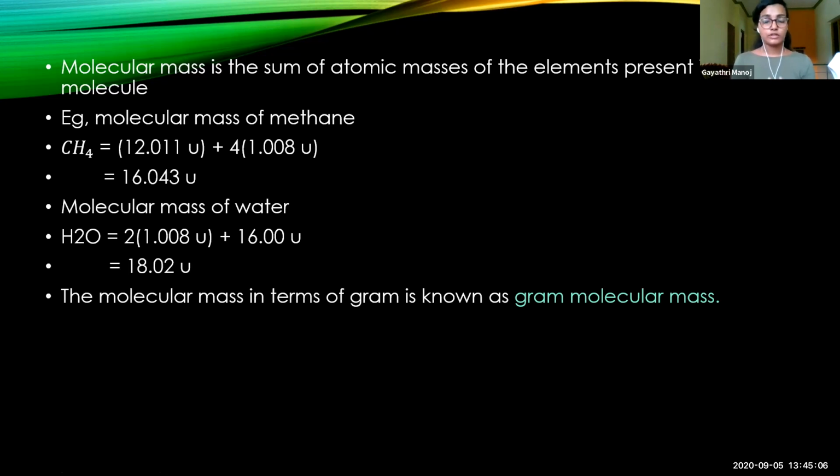Now let's see what is gram molecular mass. It's very similar to gram atomic mass. It's just the molecular mass in terms of gram. And how do we find it? Just change the unit to g, like we did for gram atomic mass.